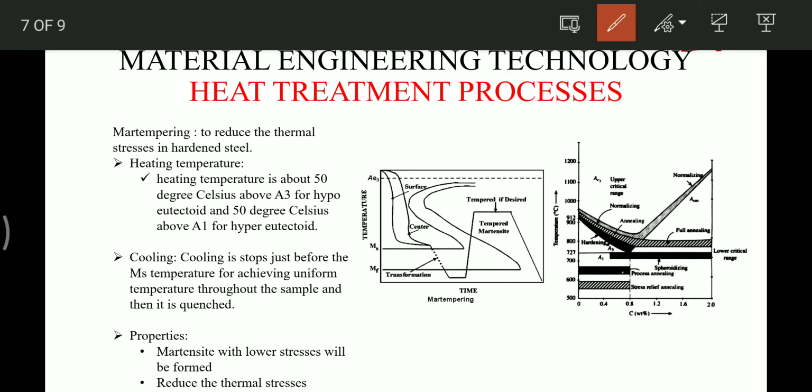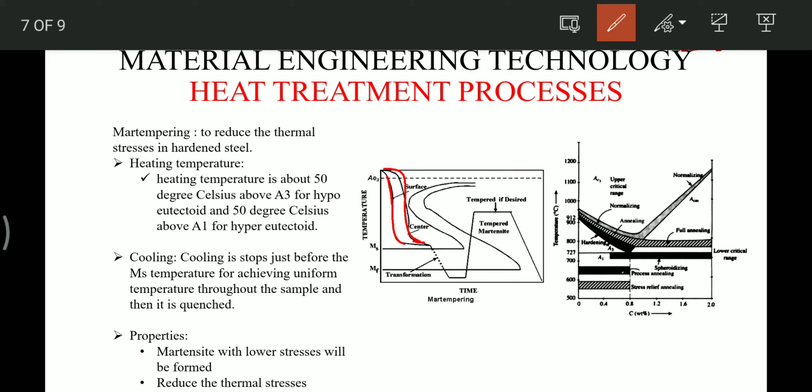So let's see about mar tempering. So friends, as I have already told you, when the component is big, the rate of heat transformation at the surface and at the center will be different. At the surface the rate of cooling will be more as compared to the center. As you can see from here, this is the cooling rate for the surface and this is the cooling rate for the core or the center.